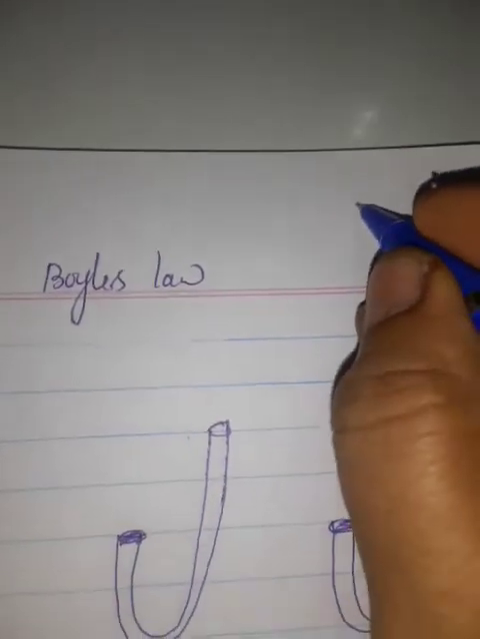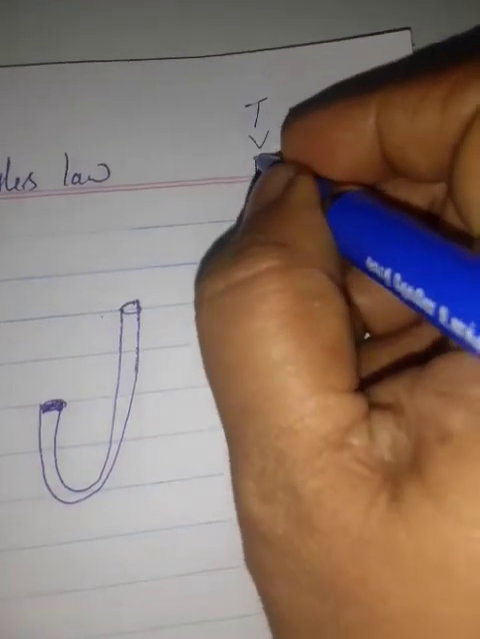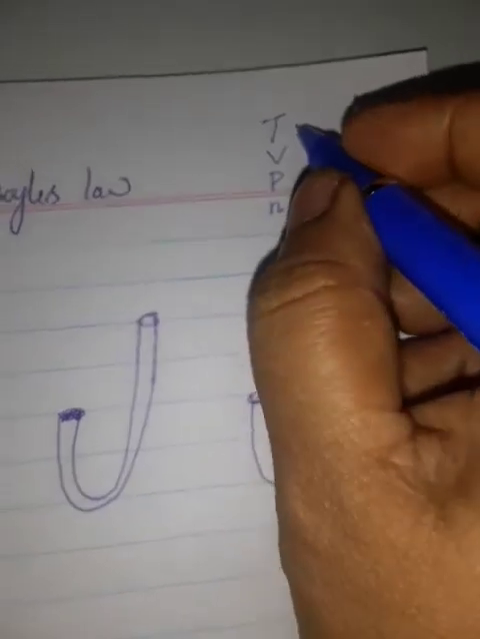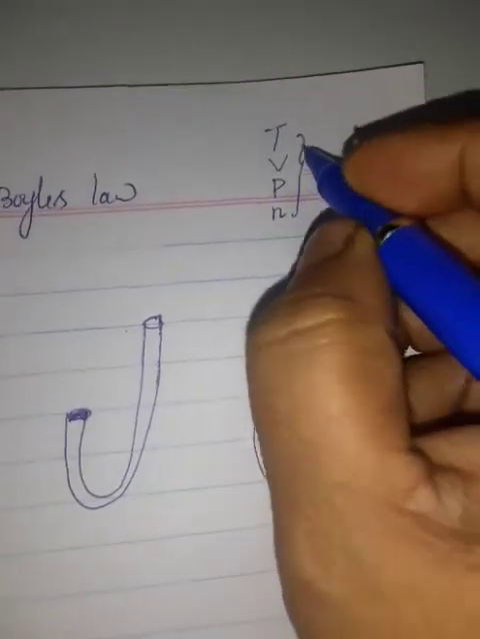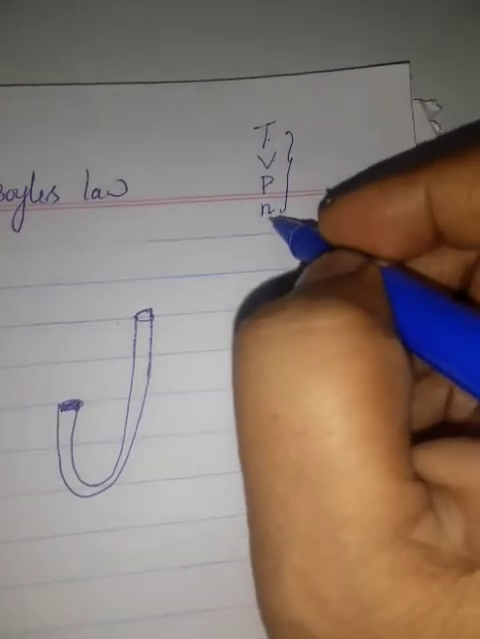Children, in this topic we are going to learn about Boyle's law. Boyle's law is one of the gas laws. Already we know gas depends on four variables. What are the variables? Temperature, volume, pressure, and n, which means number of moles. There are four variables: temperature, volume, pressure and number of moles.